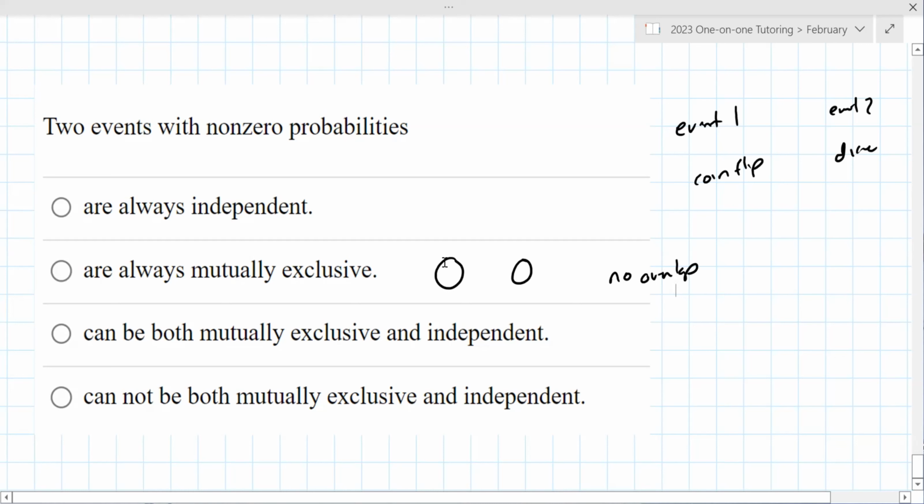Sorry to be morbid here, but you're either dead or alive. Mutually exclusive means there's no way to be both. Cannot be both. Is that clear? Yeah, that makes sense.